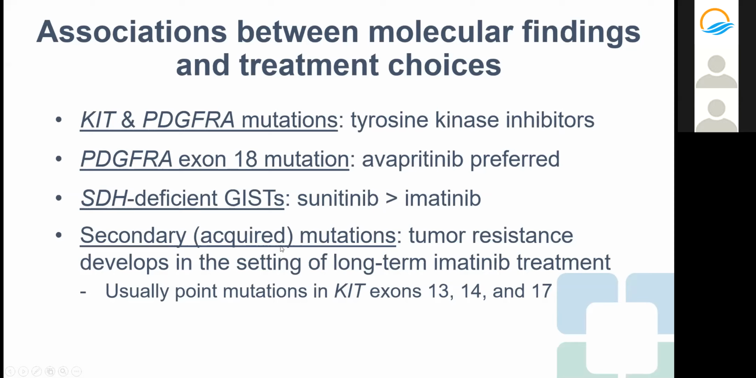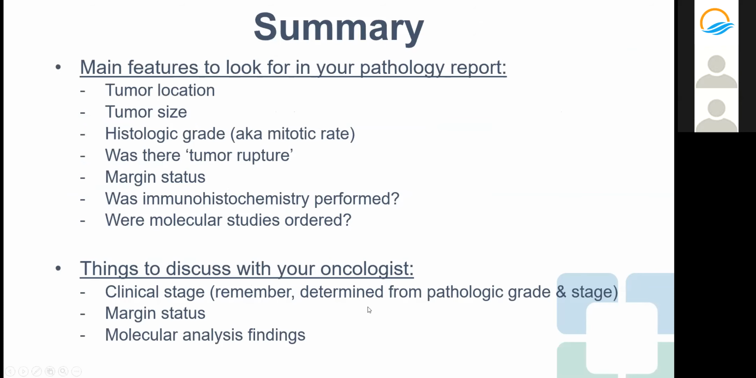And then finally, don't forget that secondary or acquired mutations that result in resistance of tumor to the drug do occur. It's usually in the setting of long-term imatinib treatment, and typically patients who develop resistance mutations have initial primary GIST mutations that involve exon 11 of the KIT gene. The resistance mutations that form in these GIST patients will typically occur in exons 13, 14, and 17 of the KIT gene.